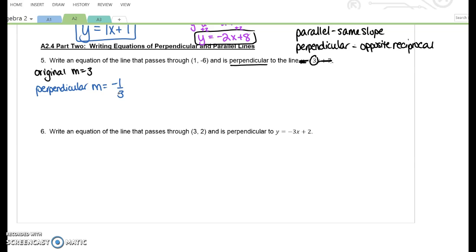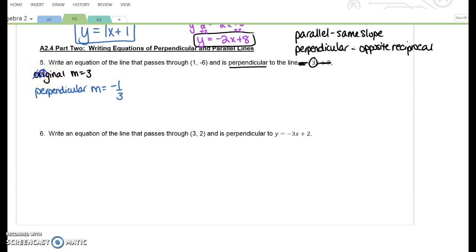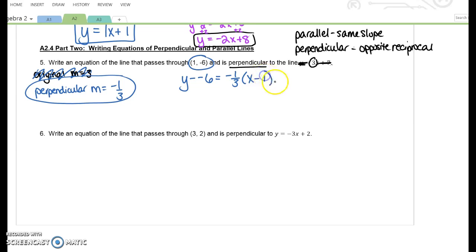So negative 1/3. I don't care about the original slope anymore either. Now all I care about is that the slope we are going to use is negative 1/3. The point we are going to use is (1, -6). So let's plug this into point slope form. y minus a negative 6 equals negative 1/3 times x minus 1.